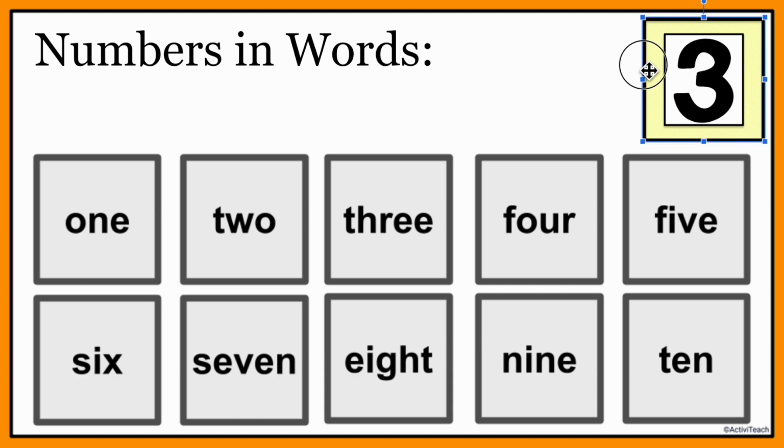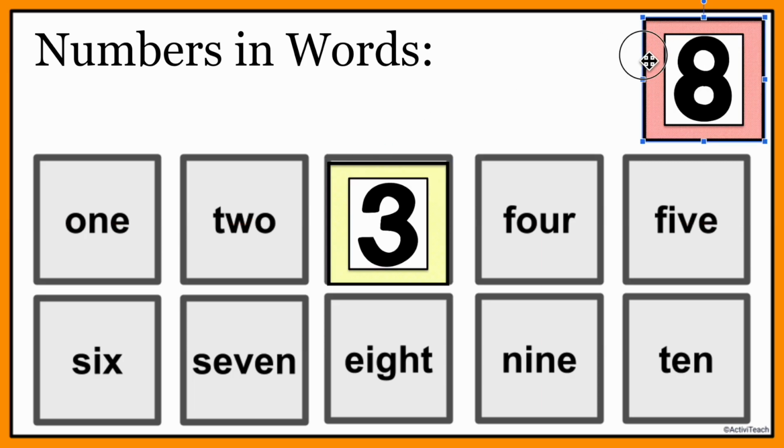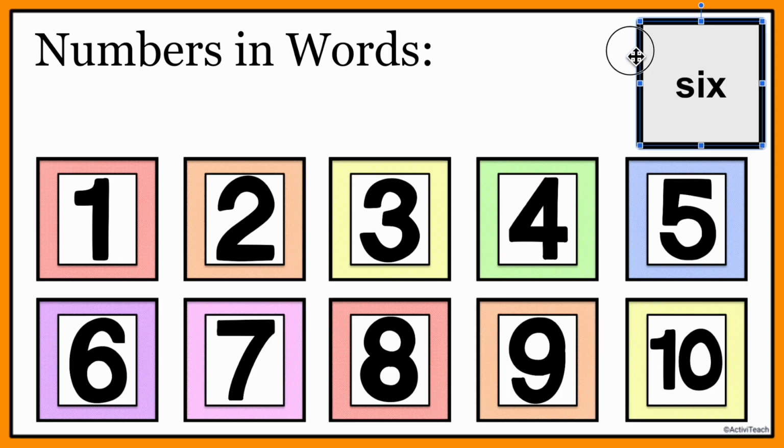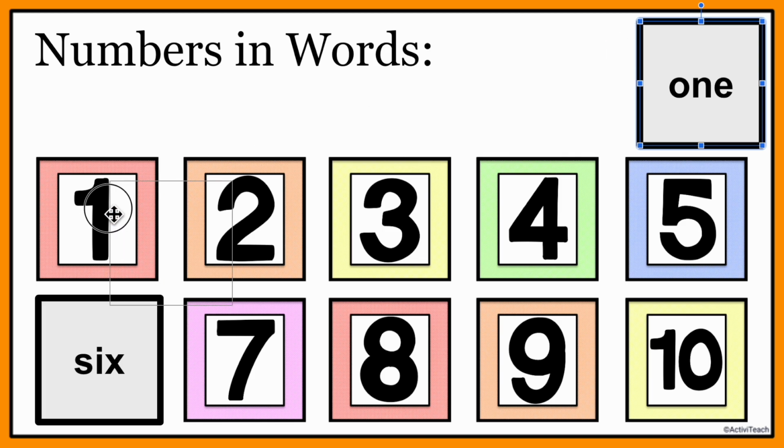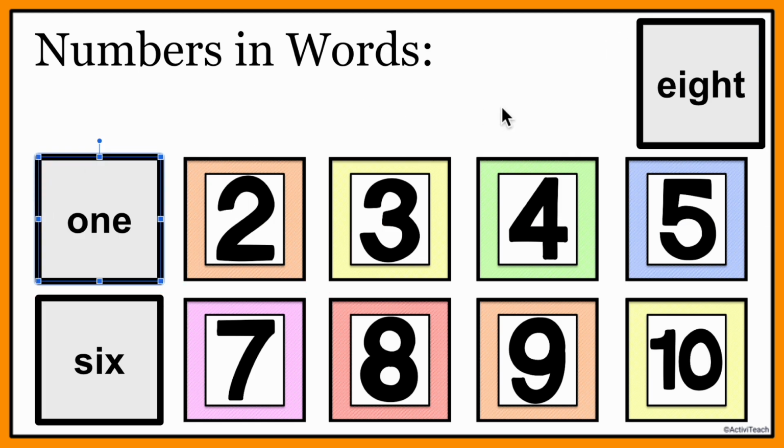Then for kindergarten, an important skill is learning to read numbers in words. So students will drag and drop the correct number onto the correct writing of the number. And then, similar to the ladybug slide, we have the opposite, where students will drag and drop how to spell each number to the actual number.